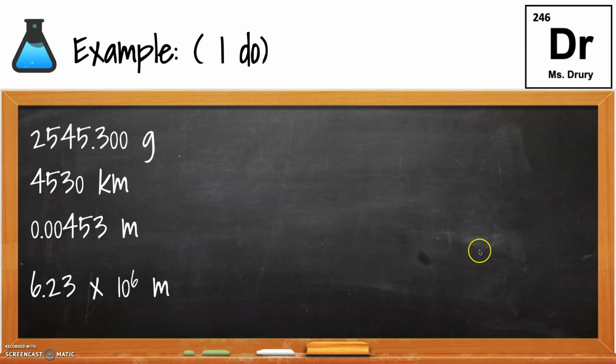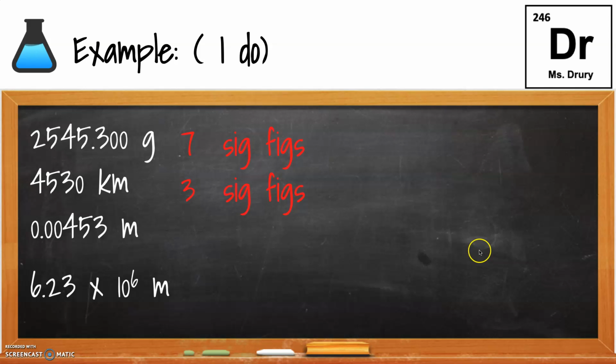The number 2,545.300 grams was all measured, or else I wouldn't have written those zeros. I believe that there are 7 significant figures because the decimal is present. I started at the 2 and counted all the way to the right. In the number 4,530, I don't know if that was rounded to 30, so I'm going to say that only has 3 sig figs. I counted from the 4, read to the right, but there was no decimal, so I didn't count the 0.